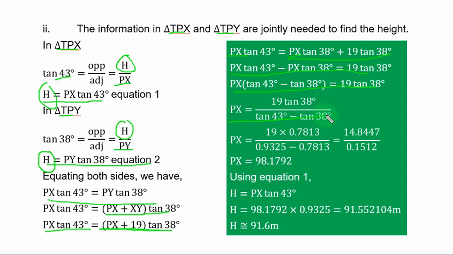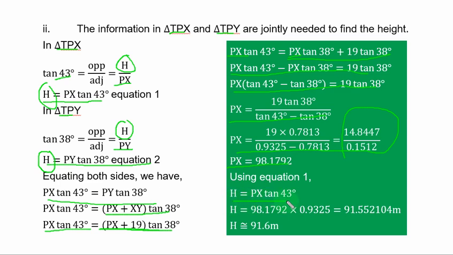If you evaluate the tangent of the various angles, you have this result. If you multiply and subtract, you have this. And when you divide, PS is equal to 98.1792. For you to get the height, you can use any of equation 1 and 2. But equation 1 is easier because PS is known directly. So this is equation 1.